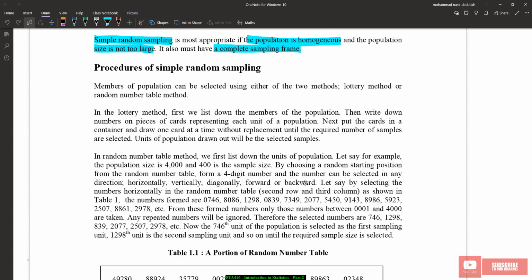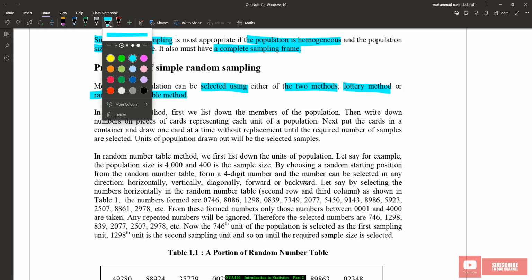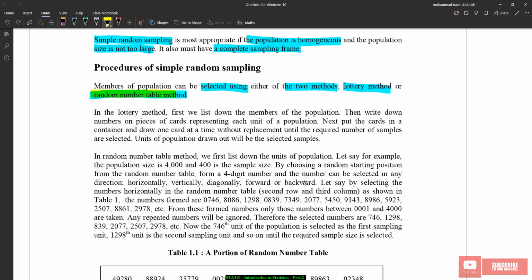A procedure of simple random sampling. First, the members of the population can be selected by either of two methods: the lottery method or the random number table method. The accurate method can be either one. But in this subject, we are focusing more on the random number method. So let's look at the random number method.